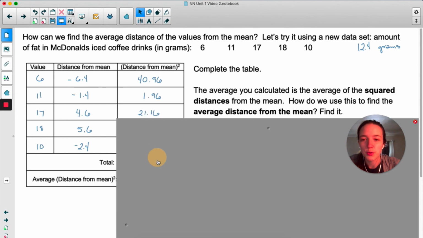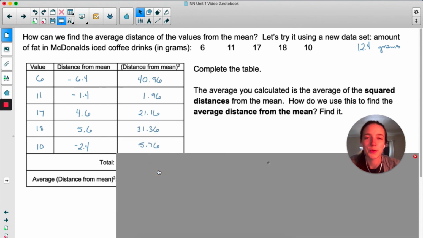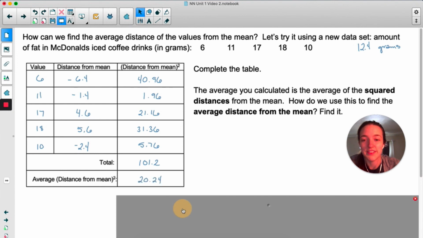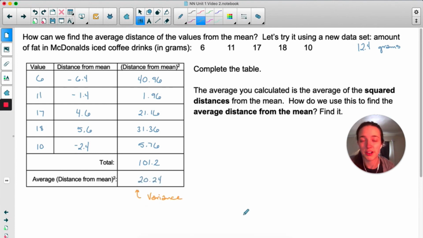That's why I had you square all those values, because squaring all of them is going to make them all positive. If we add all of these up, that has given us the sum of the squared distances from the mean. To find the average of all of those, I divide by 5. This number is called the variance. In this case, it's 20.24 grams squared. It's telling us that on average, most of these data points are 20.24 grams squared away from the mean.